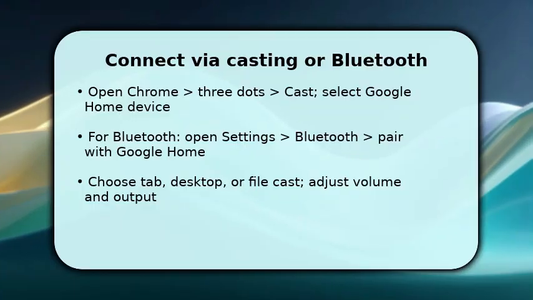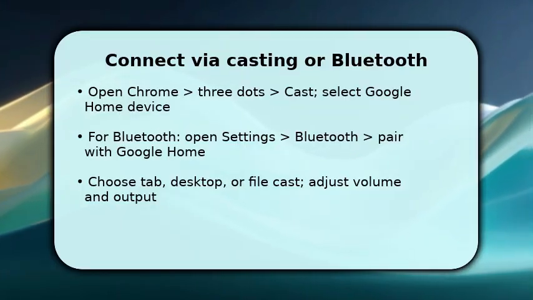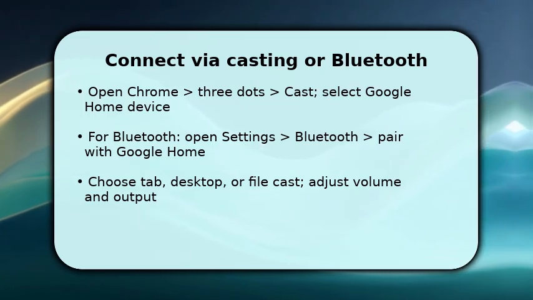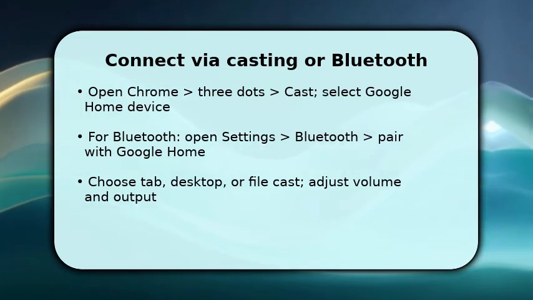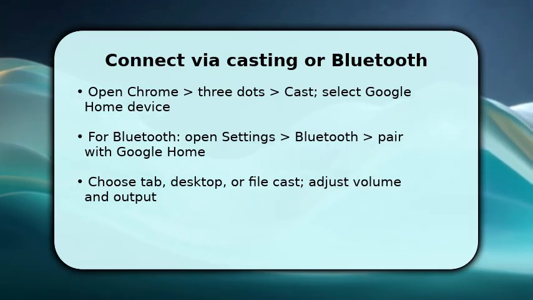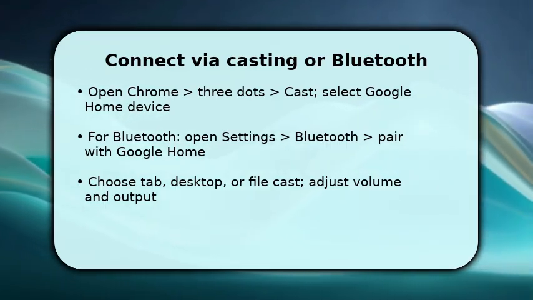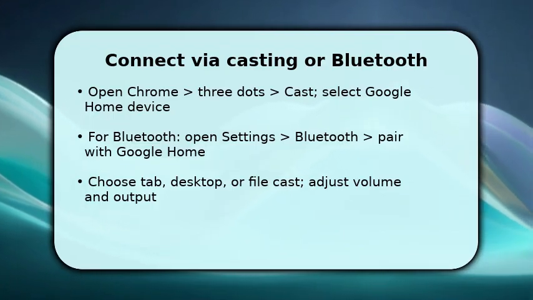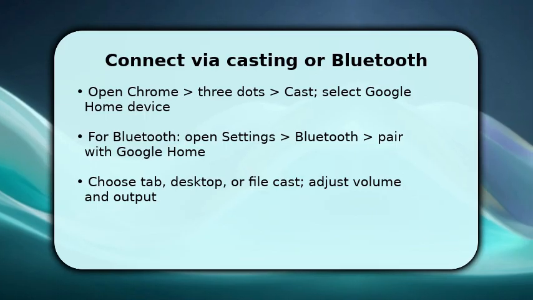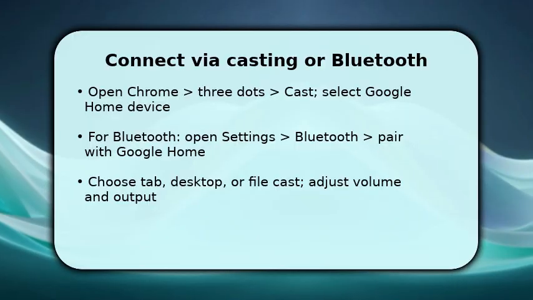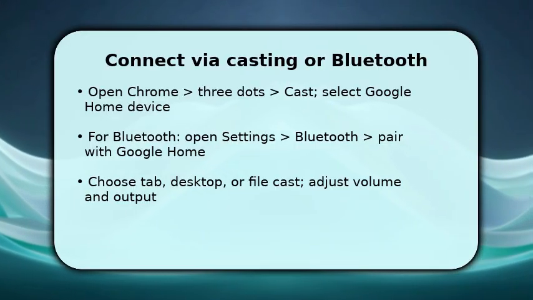You now choose the connection method based on what you need. For streaming audio or mirroring, open Chrome, click the three dots, choose Cast, and select your Google Home. Select a tab, the desktop, or a file to cast, and you'll stream system audio. For direct Bluetooth playback, go to your computer's Bluetooth settings, find the Google Home device, and pair it. Accept pairing on the speaker if prompted. Make sure to set the output device and volume so sound routes correctly.